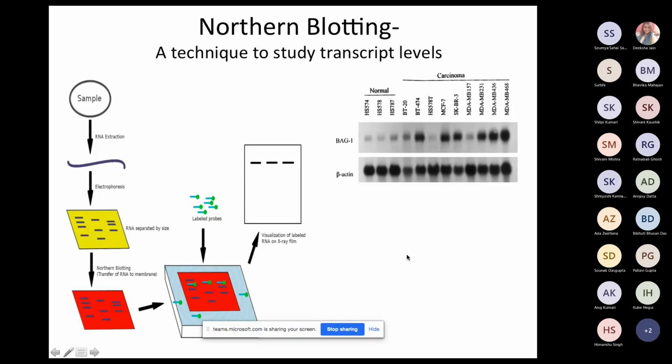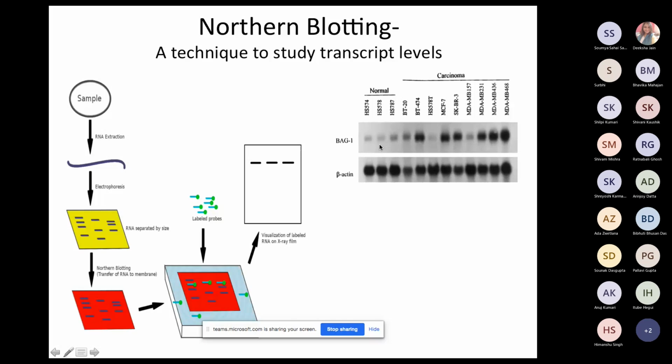Now let's say ignore the lower part. What I see is very light bands here and some dark bands here, and from this particular figure I can make a lot of presumptions. One, that indeed my gene of interest is highly expressed in most of the cancer cell lines as compared to the normal cells. This conclusion I can make.